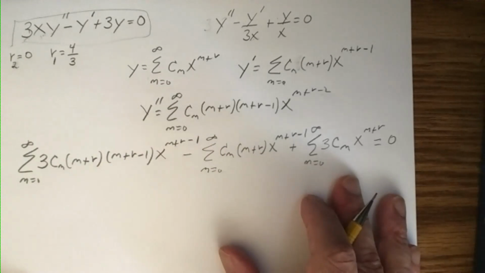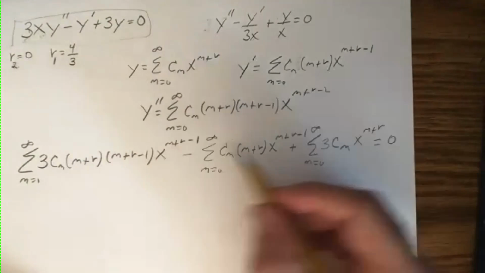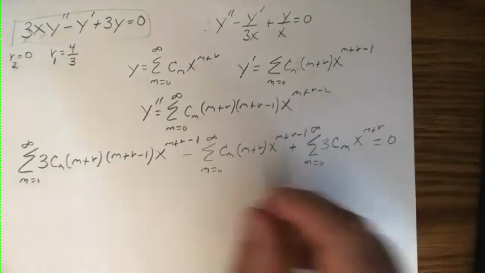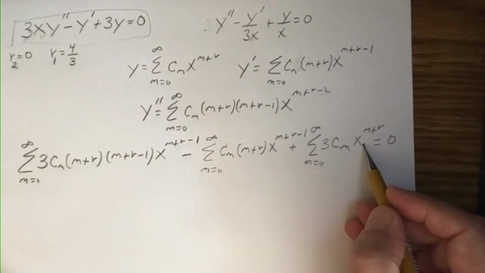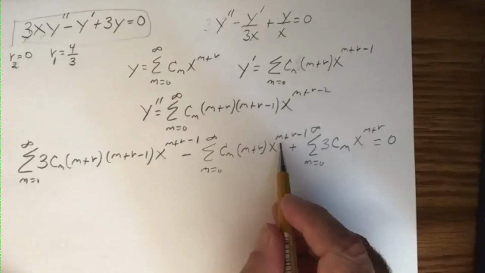Okay, good. All right, now I need to get the powers of x the same, right? That's the next thing. We need to get the powers of x the same. I'm going to leave this last one alone. Why do you leave this alone? We leave this alone because it's n plus r. I want everything to be n plus r.